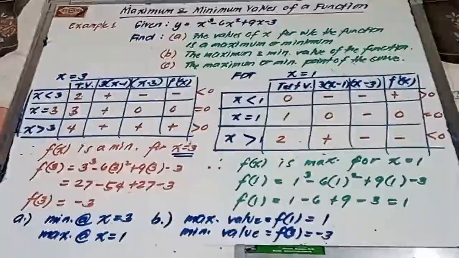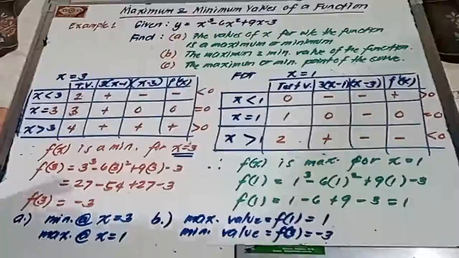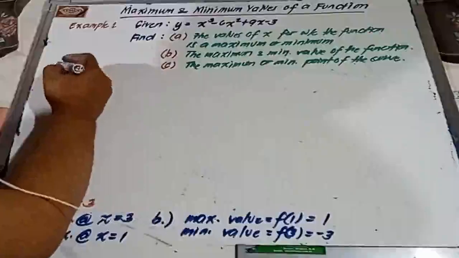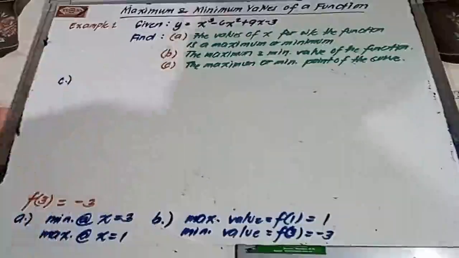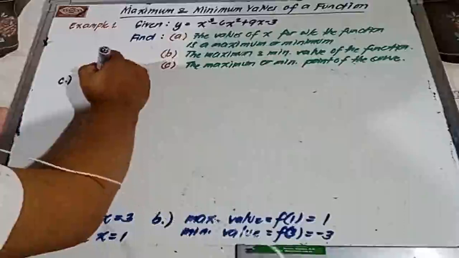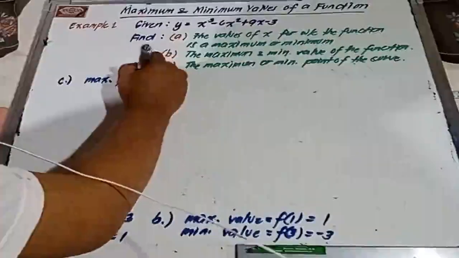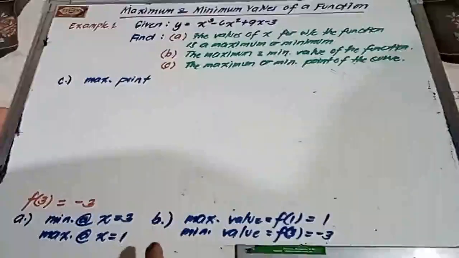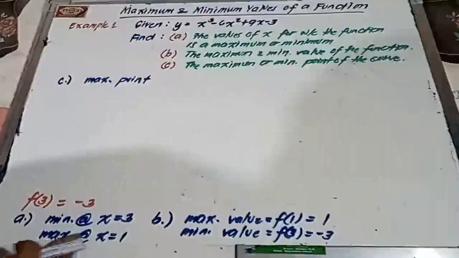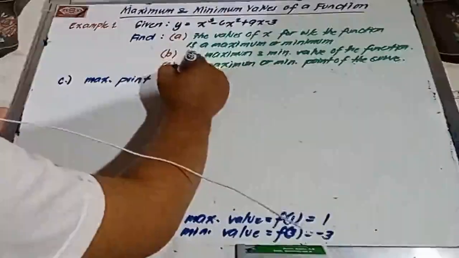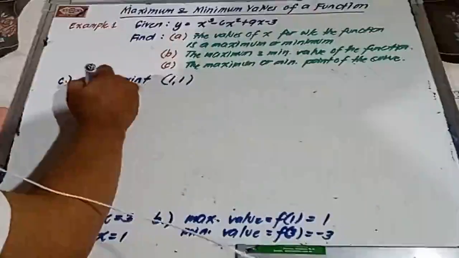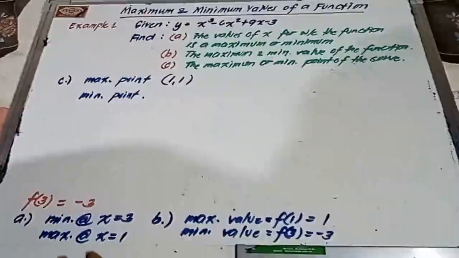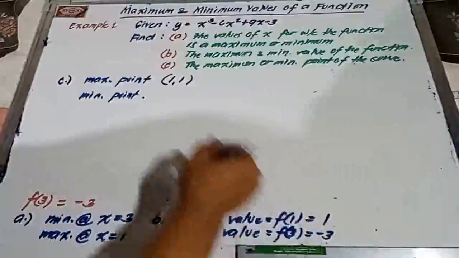Okay? And sa ating letter C, maximum and minimum point of the curve. Ang max point natin is 1, 1. Max value is 1, 1, 1 is the max point. Minimum point natin is 3, negative 3.